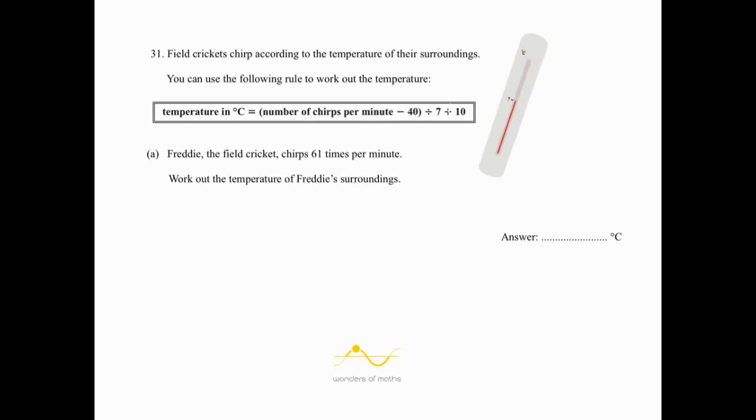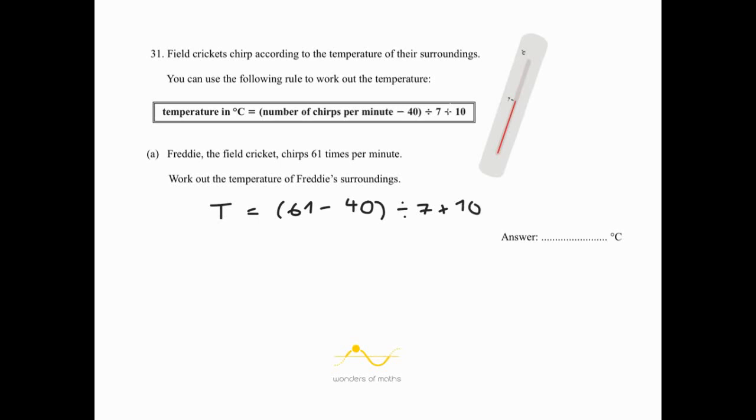In this question, we have been given a formula. This question is testing your ability to use formulae and whether or not you can rearrange them to achieve the correct answer. It is always a good idea to rewrite the formula out and fill in the pieces of information you already have. We're trying to work out the temperature, so let's keep that on the left as T. We know the number of chirps per minute, so let's put that in, 61, and you can write out the rest of the formula as it is given to you in the question.